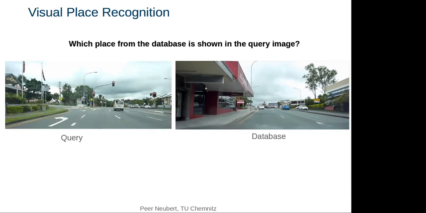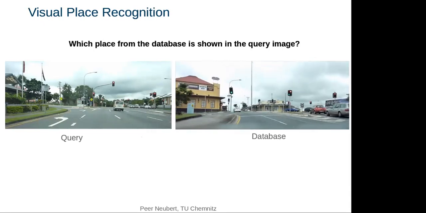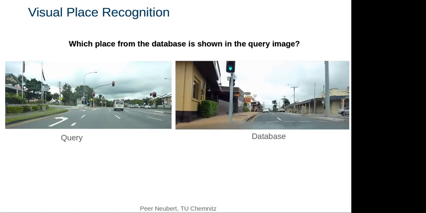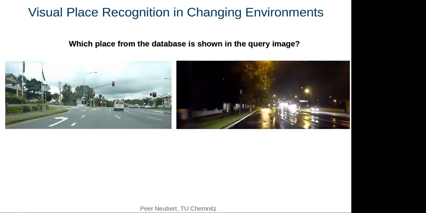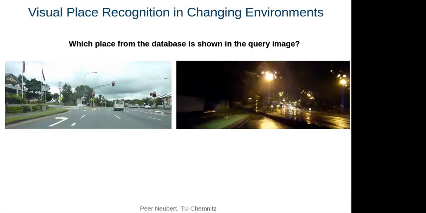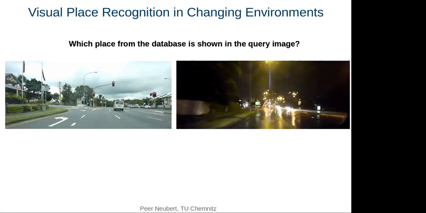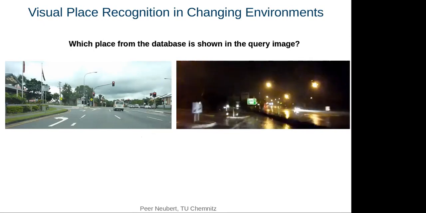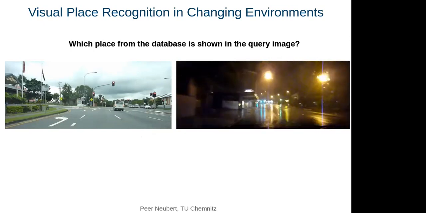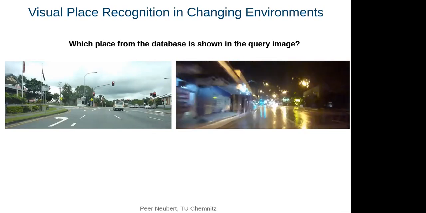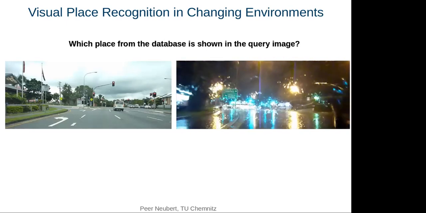And this task can be solved quite well under such conditions, but we are more interested in challenging cases, for example, changing environments. So what if the appearance of the environment severely changes due to changing illumination, time of day, weather, season, and so on. Image descriptors are a very important tool for solving this problem, and I will demonstrate the application of this HDC descriptors idea on this type of problem.